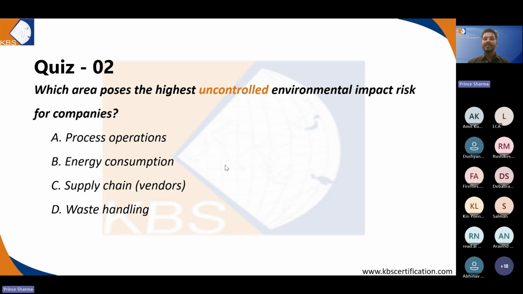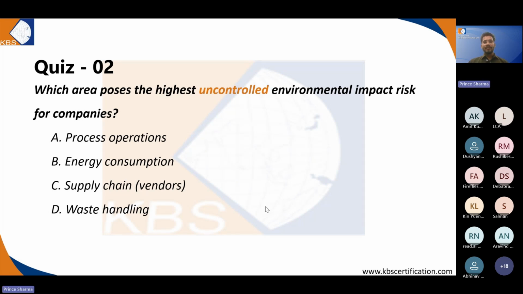So option A says process operations, B says energy consumption, C supply chain, which is depending on the vendors, then option D waste handling. So if we see all of those points, few of you might say that option A is correct, few of you might say B or C or maybe D. And I am not going into which one is correct.